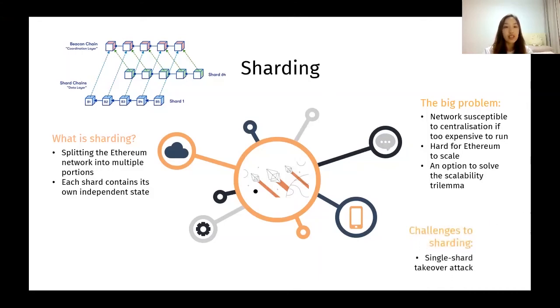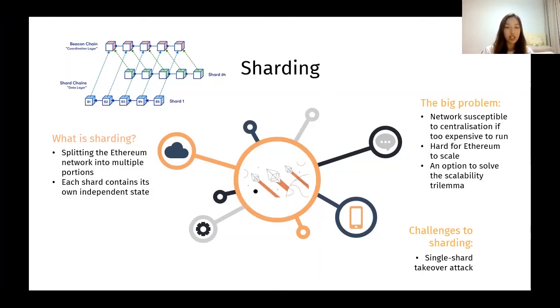So while sharding sounds really great in theory, there are several potential attack vectors. So one specific attack is the single shard takeover attack. And in this scheme, an attacker takes over the majority of block producers in a shard to create a malicious shard that can submit invalid transactions. So the Ethereum core developers point to random sampling as a solution, and this is still in active development.